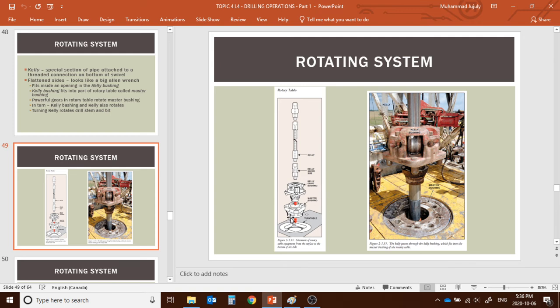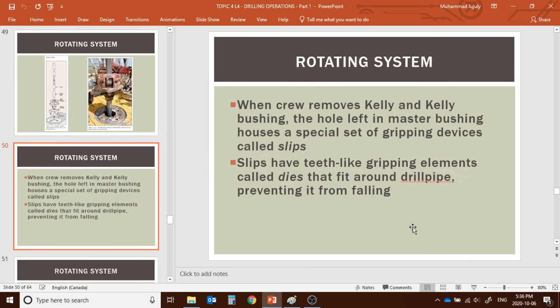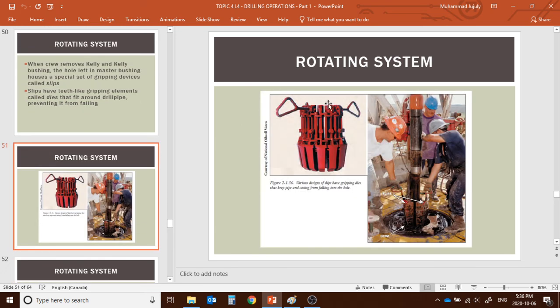Okay, and then this is the turntable. So this is how the moves work. The rotating system: when the crew removes the Kelly and the Kelly bushing, the hole is left in the master bushing housing. And the gripping device is called slips. The slips have teeth-like gripping elements that fit around the drill pipe to prevent it from falling.